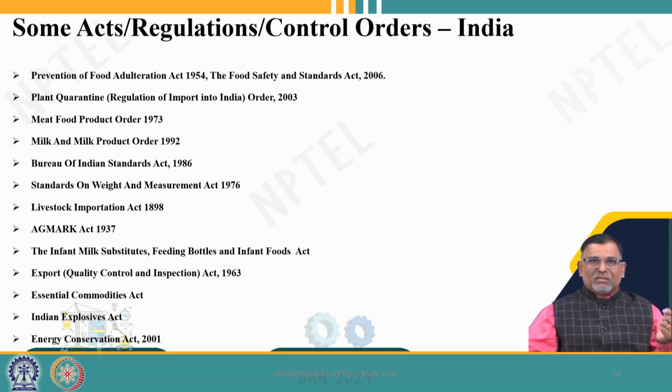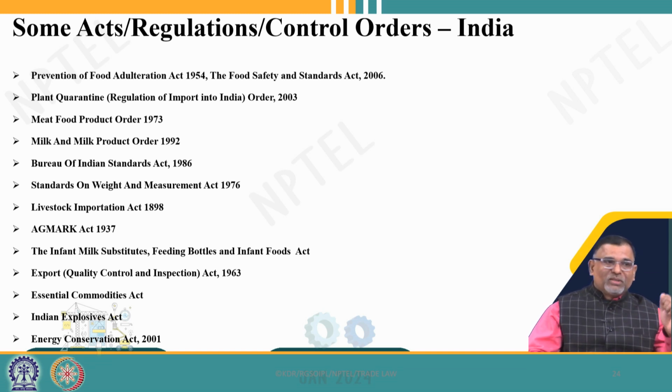The most important one is the Prevention of Food Adulteration Act of 1954, which has now been repealed by the Food Safety and Standards Act 2006. Then there are different orders, for example the Milk and Milk Products Order 1992, which is amended from time to time, even recently. Then the Standards of Weights and Measures Act and the Bureau of Indian Standards Act, which we talked about, the BIS. Then the Livestock Importation Act of 1898, and the mandatory marking of agricultural products under the AGMARK Act of 1937, from British times. Also the Infant Milk Substitutes, Feeding Bottles and Infant Foods Act, Export Quality Control and Inspection Act, Essential Commodities Act, Indian Explosives Act, Energy Conservation Act. So, we saw these agencies dealing with these particular legislations as well.